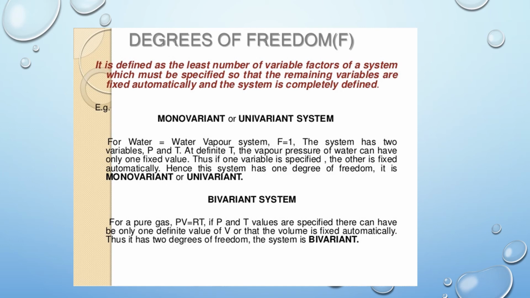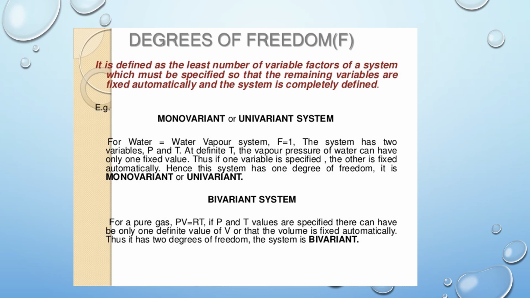For example, in case of a pure gas obeying the gas equation, PV is equal to RT. If temperature and pressure are fixed, then its volume becomes automatically fixed. So only two variables need to be fixed in order to describe the system completely. So its degrees of freedom is 2, or the system can be said to be bivariant.